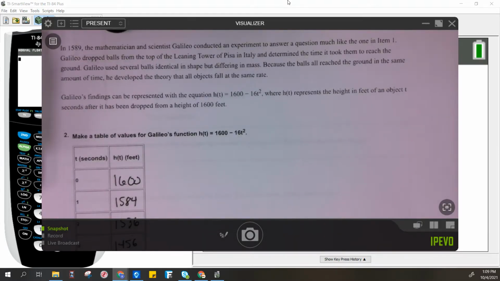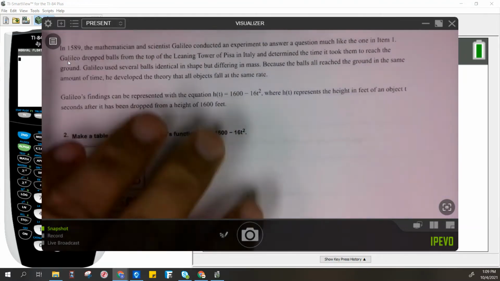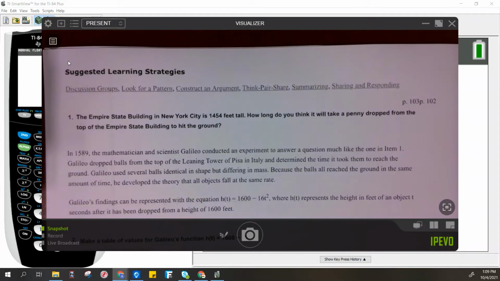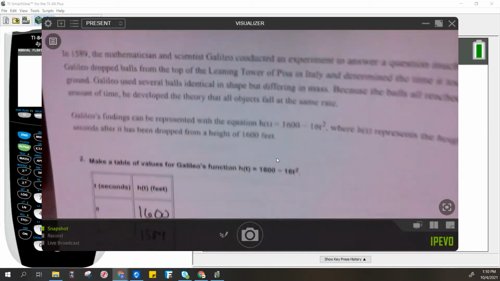So, first part, we started some of this in class. The scenario they give you has the Empire State Building, about 1,454 feet tall. How long do you think it would take a penny dropped from the top to hit the ground? You could have a bunch of estimations, like 10 seconds, 11, whatever it is. Then we give it a scenario with Galileo on the Leaning Tower of Pisa, dropping different items, balls off of there. I don't know that they had bowling back then, but we'll say a bowling ball. And we're trying to figure out what each of the values are.